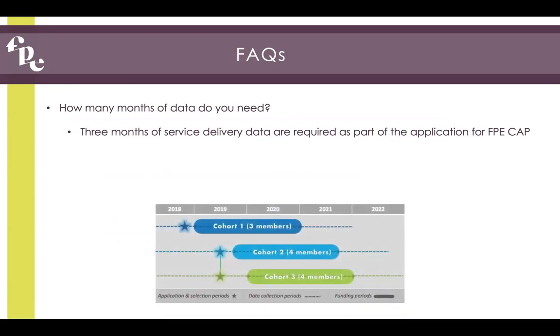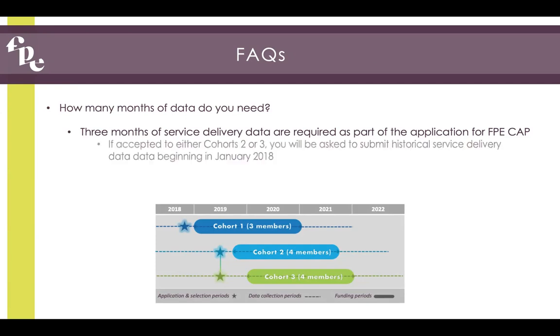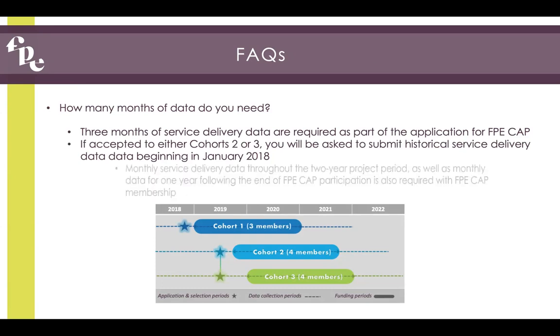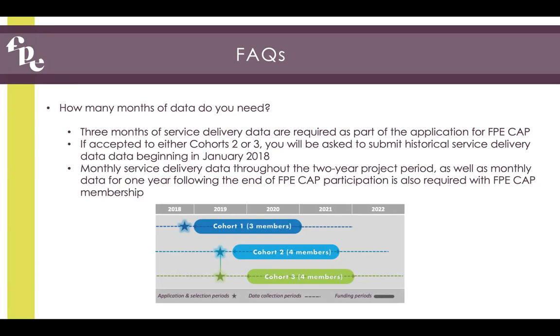This image shows the timeline for FPE CAP. Cohort 1 was selected earlier this year and submitted historical data beginning in January 2018. Clinics accepted to cohorts 2 and 3 will also be asked to submit historical data beginning in January 2018 when they're notified of their acceptance. In addition to this historical data, clinics will submit monthly service delivery data reports for all 24 months of program implementation, as well as 12 months of data following the end of the project.